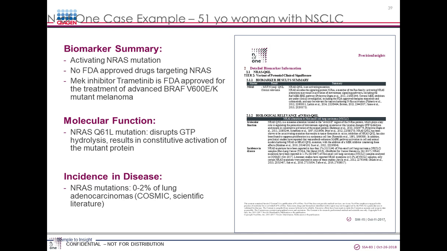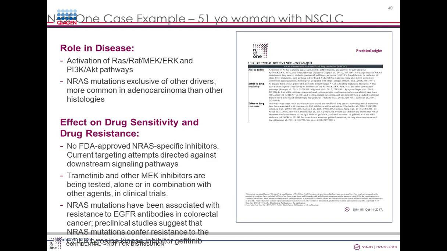Incidence of this gene in this disease type, the data is derived from COSMIC, from TCGA as cataloged in the cBioPortal, and also from the scientific literature. The next sections get more into the clinical relevance of the alteration in this specific disease type. So looking at role in disease, this section provides information for cancer in general and also for this disease specifically. And if there's very specific information about the specific variant, it would be included here as well.